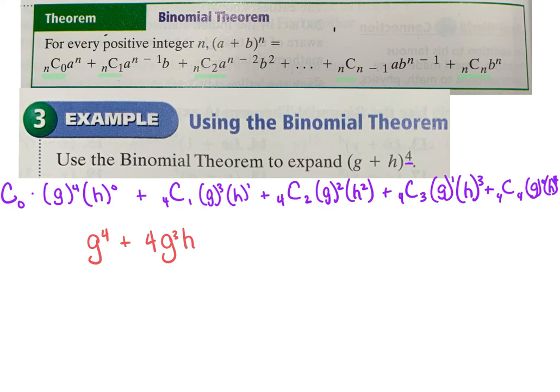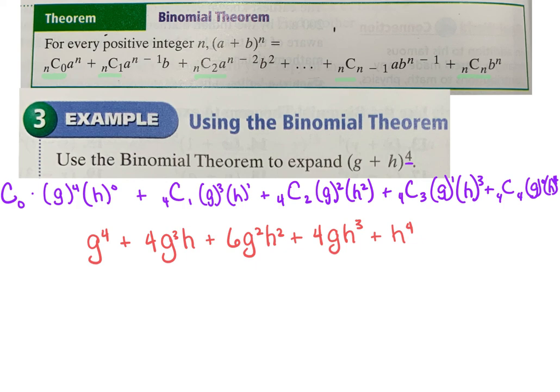Combination of 4 things taken 2 at a time is going to be 6. 4 things taken 3 at a time is 4. And 4 things taken 4 at a time is going to be 1. And so instead of using Pascal's triangle, you're just going to use these combinations instead. You get the same exact number sequence. It's just you don't have to either have the triangle or create it.